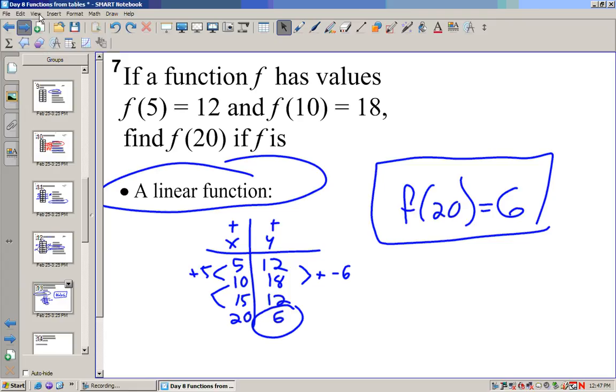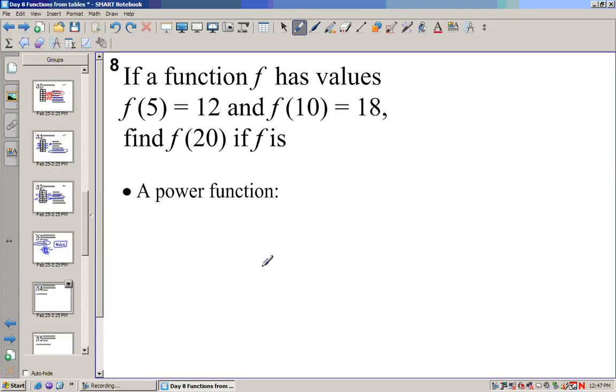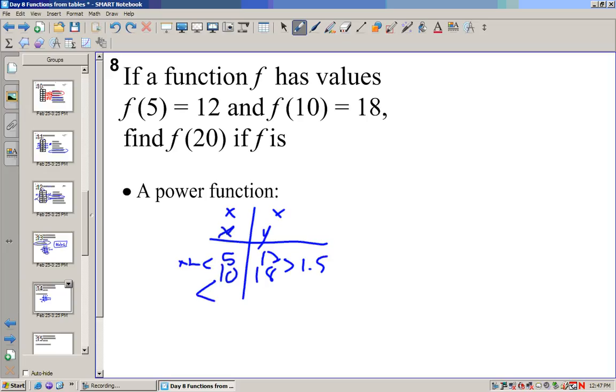Now if we have the same numbers, but now I said it was a power function. So we have our x, y, 5, 12, 10, 18. A power function would be multiply, multiply. So here we are multiplying by 2. 12 times which number is going to be 18? That's 1.5. So now when I multiply by 2 again, that gets me right up to 20. So 18 times 1.5 brings me to 27. So if this is a power function, f of 20 is going to equal 27.